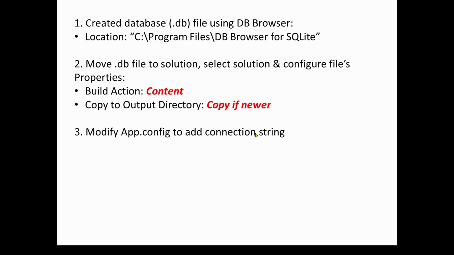And that basically defines some parameters about what's the name of the file and so on. So we're going to have to modify what's called the app.config file in our solution to make sure that it knows what that connection string is so it can talk to the database.